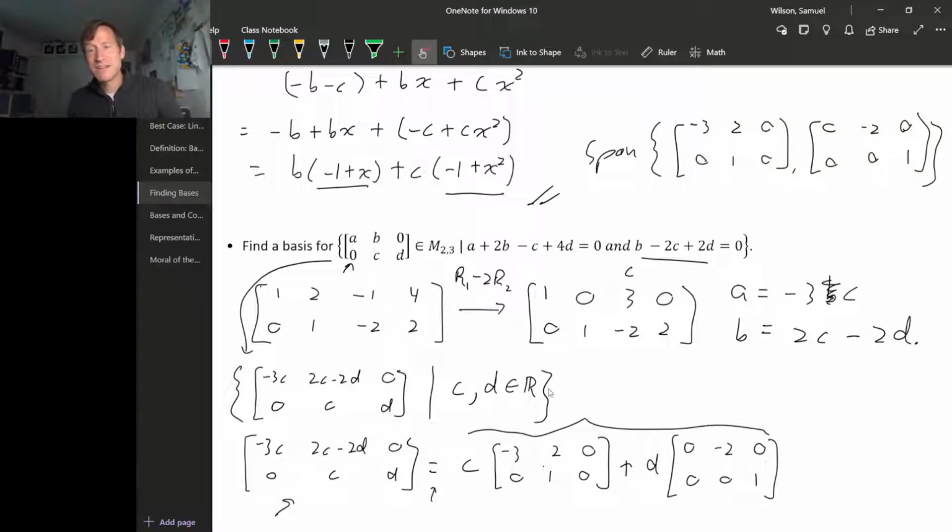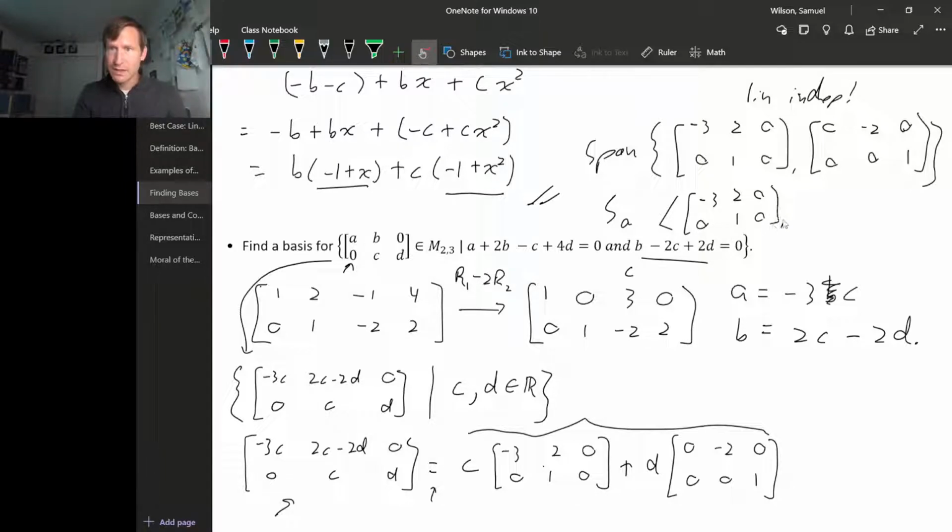Okay. And now we have to answer the question. So we have a spanning set. Are these linearly independent? Well, again, clearly just because of the placement of non-zero entries, and also because there's only two of them and they aren't multiples, we can tell that these are linearly independent. So we have a basis, right? These two matrices together form a basis for our space of matrices. So these form a basis for this subspace.